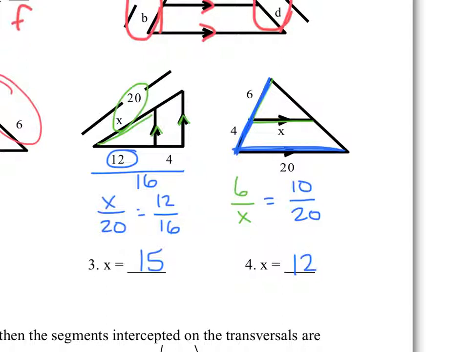So it's really important that you remember this. Make sure that whenever you have this base given of the smaller triangle, you can't just do 6 and X and 4 and 20 together. It has to be the whole sides of those triangles like we set up before.